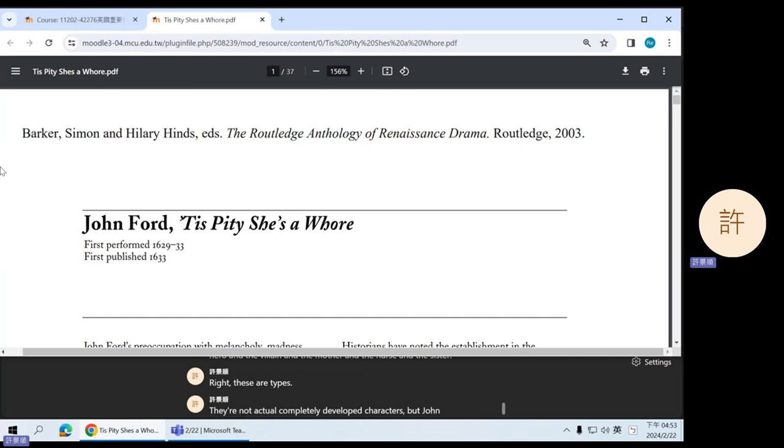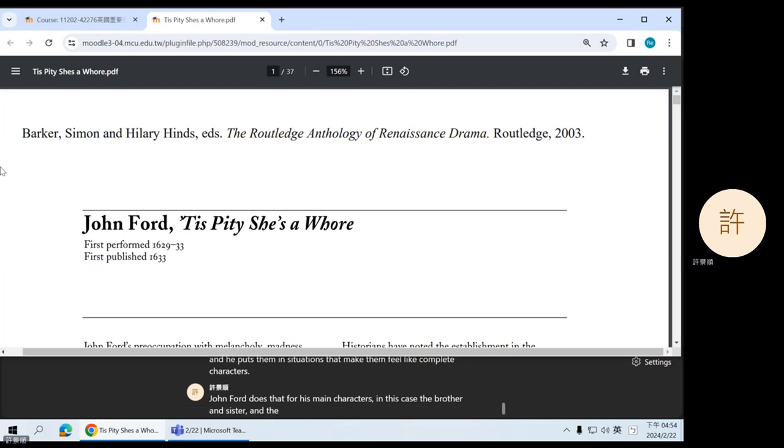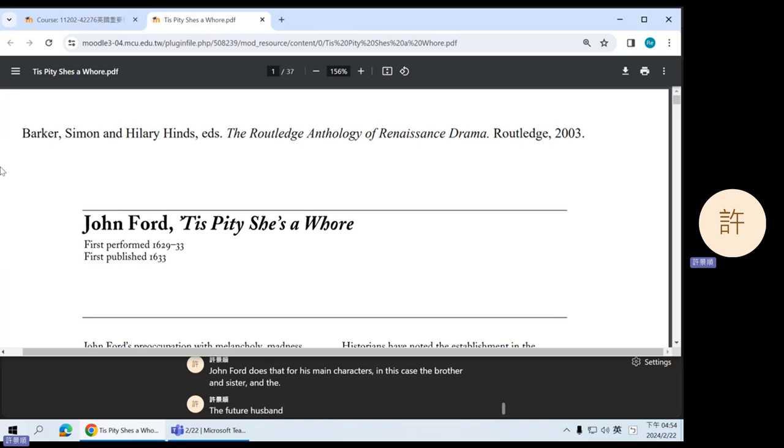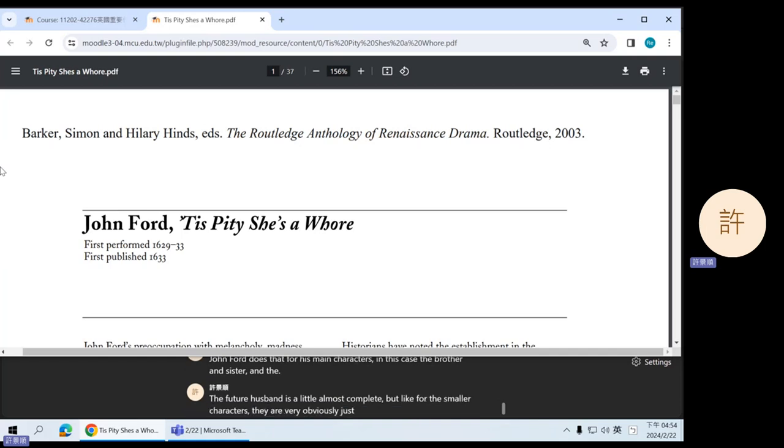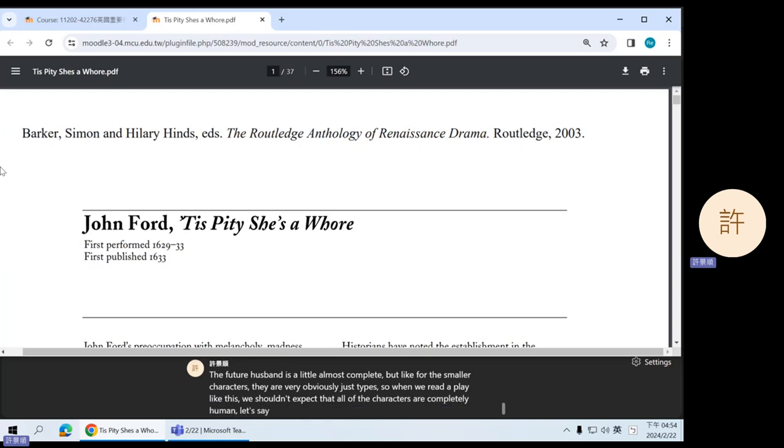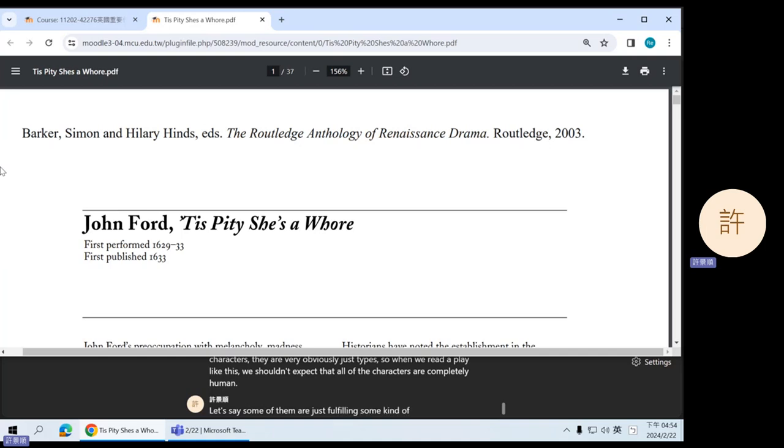But John Ford was different. He was more like Shakespeare. Shakespeare, of course, also uses types, but he gives them dialogue and he puts them in situations that make them feel like complete characters. John Ford does that for his main characters. In this case, the brother and sister and the future husband is a little, almost complete. But like for the smaller characters, they are very obviously just types. So when we read a play like this, we shouldn't expect that all of the characters are completely human, let's say. Some of them are just fulfilling some kind of function or role in the story.